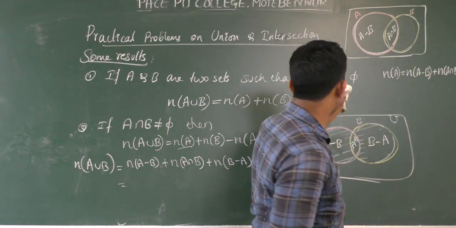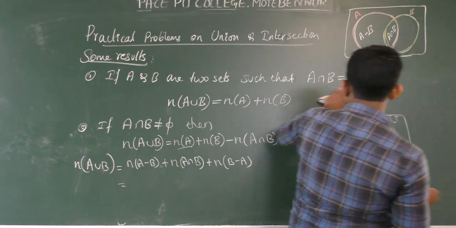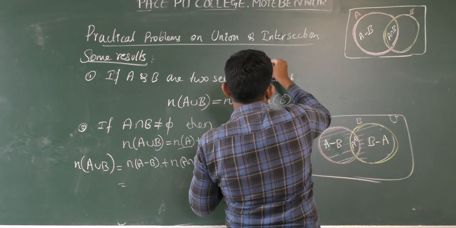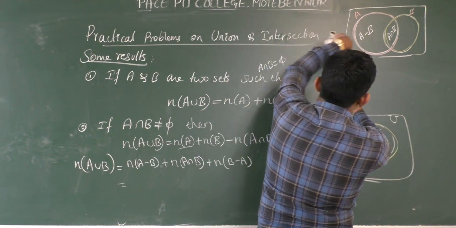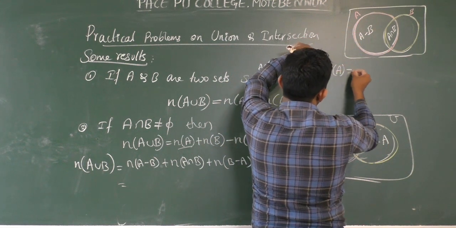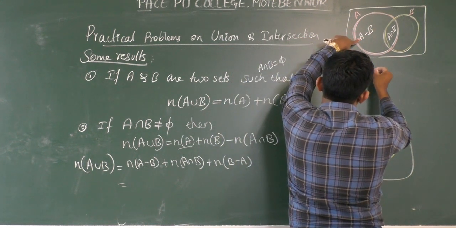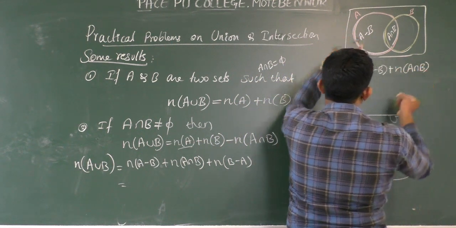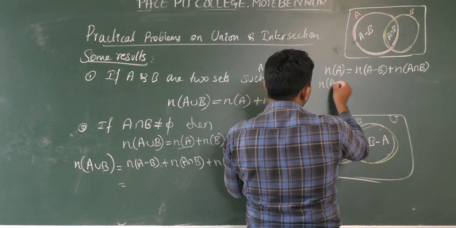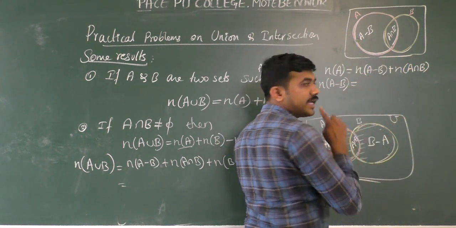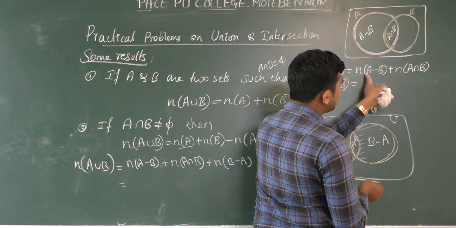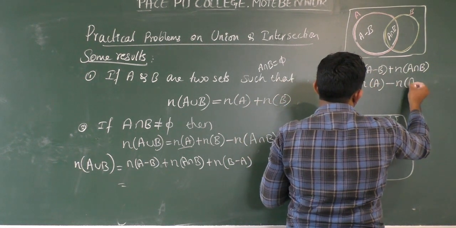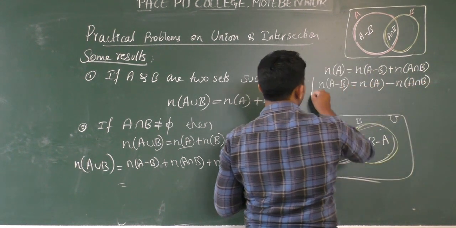Can see here, right? If you want to write, slide this side. From this case what we got, from that case we got number of element of A is nothing but number of element of A minus B plus number of element of A intersection B. So by this I can write, rearranging, number of element of A minus B is nothing but number of element of A minus number of element of A intersection B. Very important formula, this one.